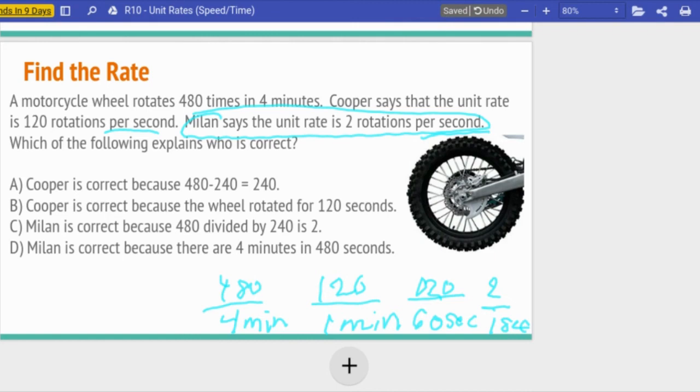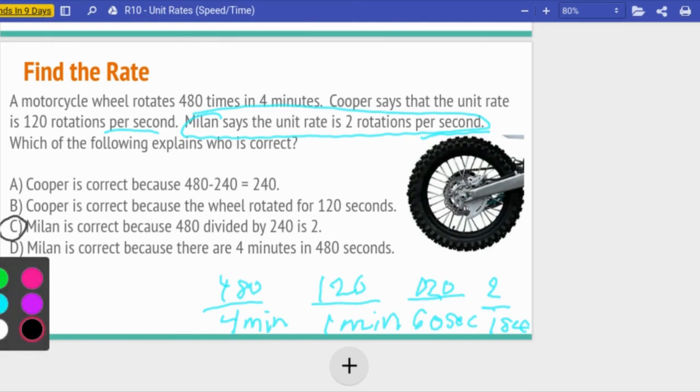Cooper is correct because 480 minus 240 is 240. Nope. And we know Cooper's not correct. So I know it's not A and I know it's not B. Milan is correct because 480 divided by 240 is 2. So 240 would be how many seconds 4 minutes is. So if we had converted the 4 minutes to seconds, that would be correct. Looking at the last one, Milan is correct because there are 4 minutes in 480 seconds. Nope. So the reason why Milan is correct is C.